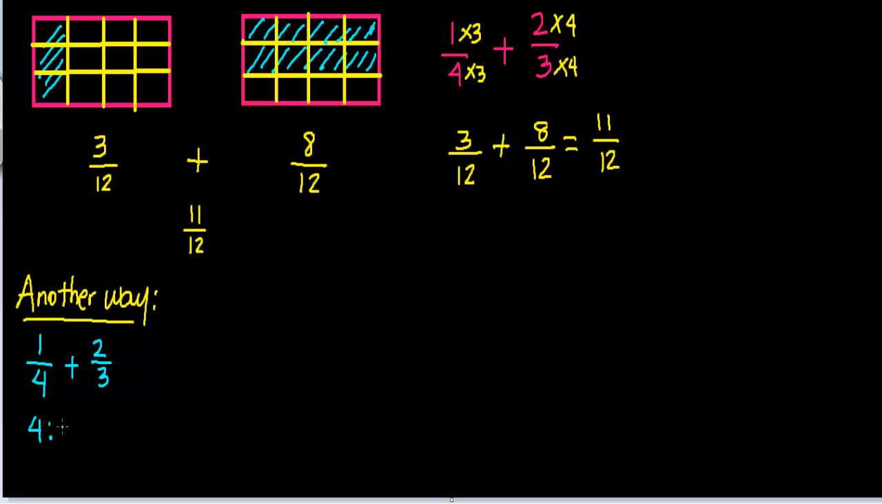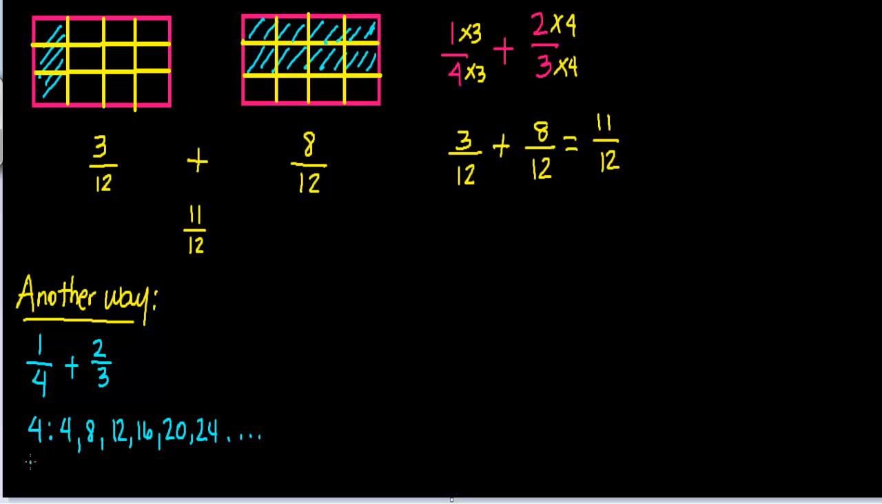So 4 times 1, 4. 4 times 2, 8. 4 times 3, 12. 4 times 4, 16. 4 times 5, 20. 4 times 6, 24, and so on.